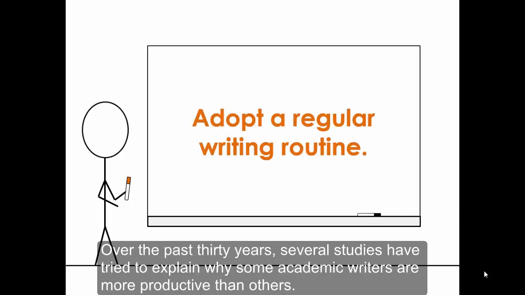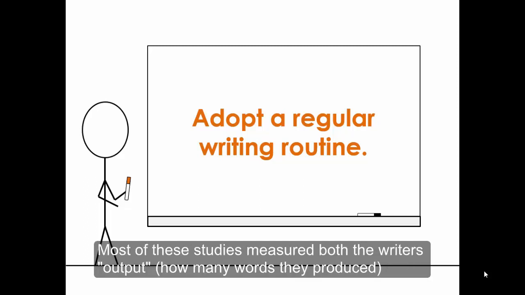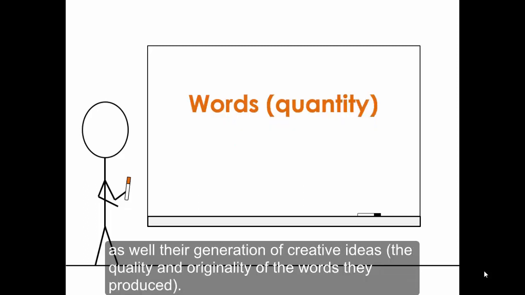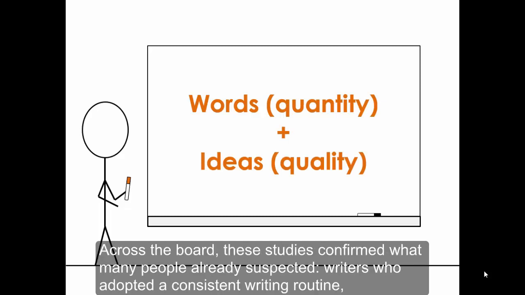Over the past 30 years, several studies have tried to explain why some academic writers are more productive than others. Most of these studies measured both the writer's output, how many words they produced, as well as their generation of creative ideas, the quality and originality of the words they produced. Across the board, these studies confirmed what many people already suspected.